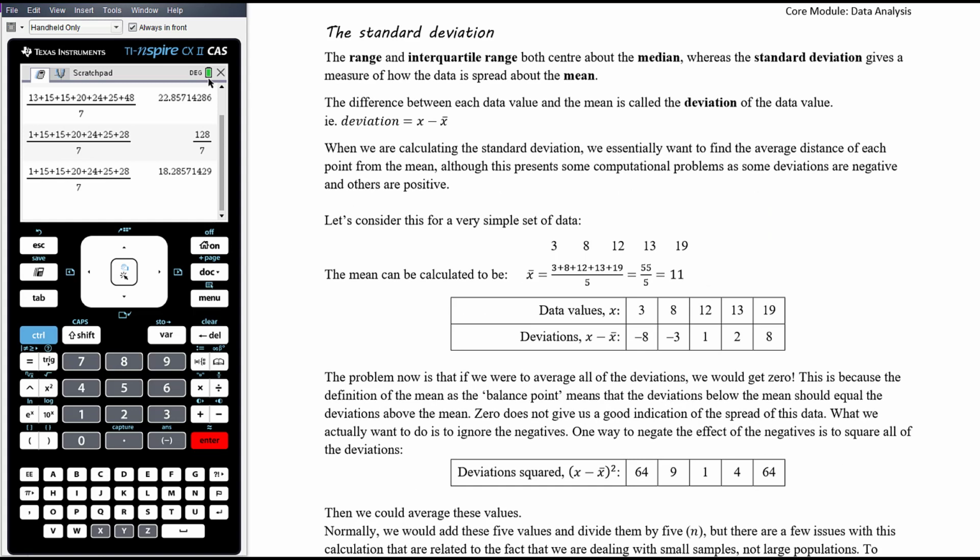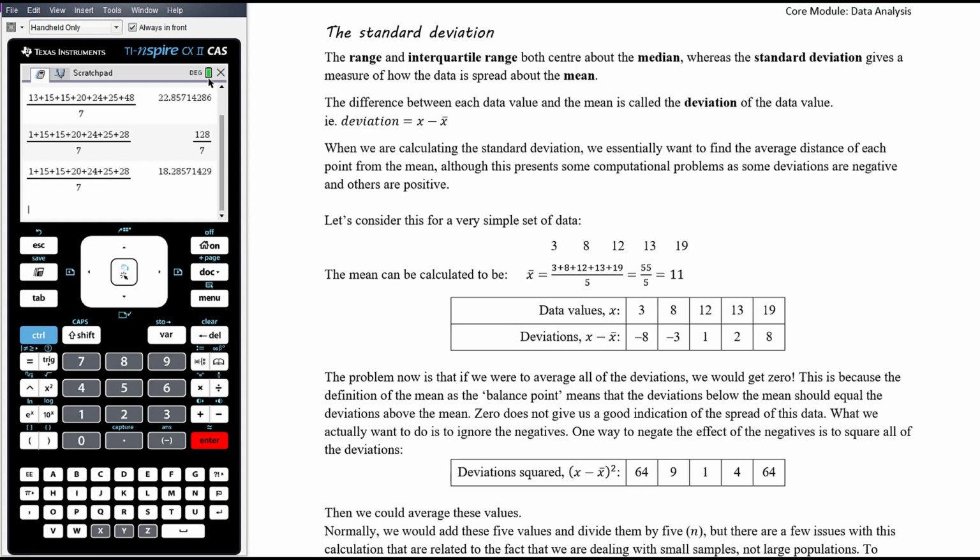Okay, we also want to talk about standard deviation as an alternative measure of spread. So range and interquartile range both talk about the spread about the median, whereas the standard deviation is a measure of how the data is spread out about the mean. So if we're quoting the mean as the measure of centre, we really want to be thinking about the standard deviation as the measure of spread. If we're quoting the median as the measure of centre, we really want to be thinking about the interquartile range and/or the range as the measure of spread.